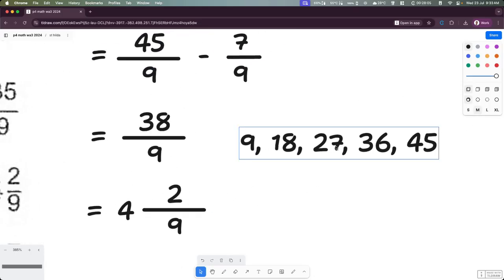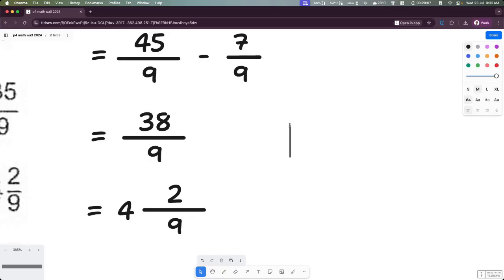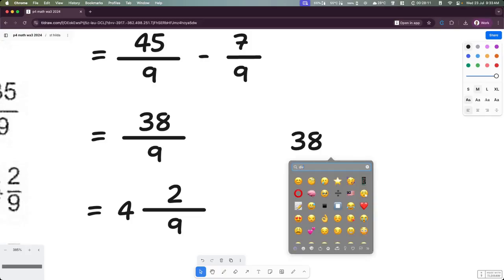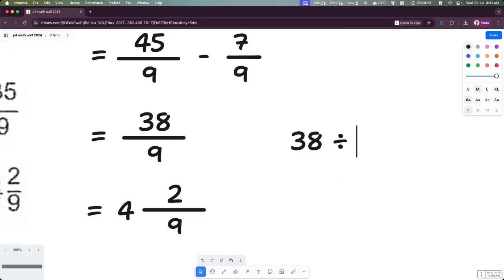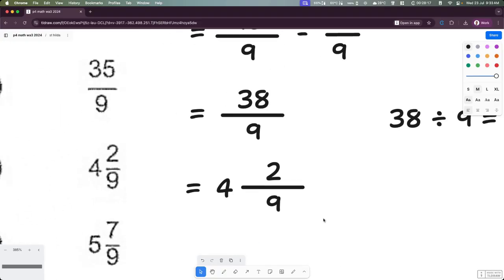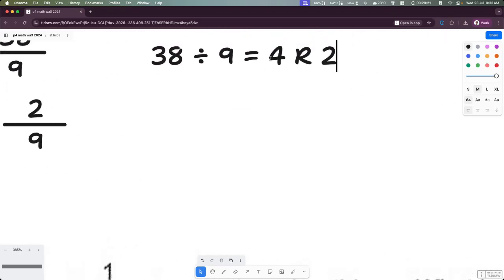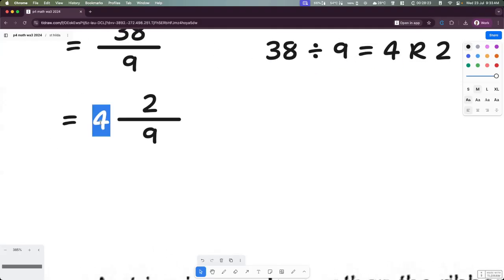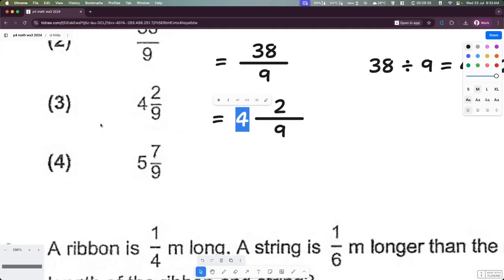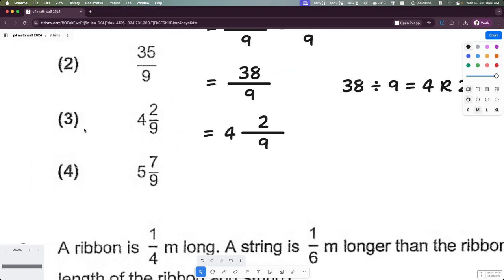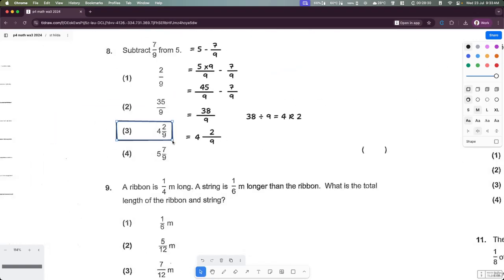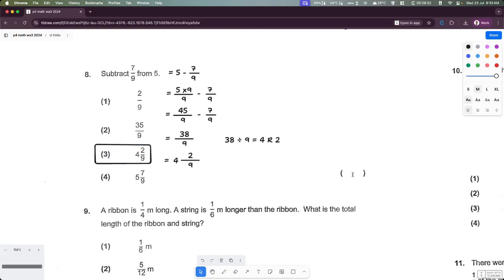So if you divide 38 divided by 9, this actually gives us 4, remainder 2. And that's how it looks. Your remainder should be the numerator, and the whole number quotient should be the whole number itself. So 4, 2 over 9. So the answer to question 8 is 4, 2 over 9. In this case, number 3. There you go.